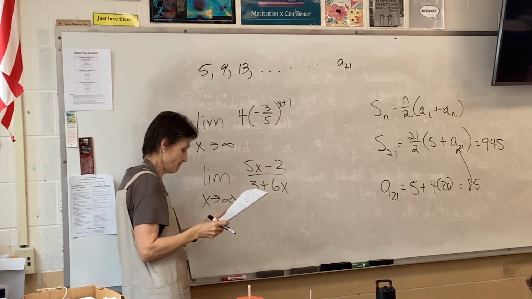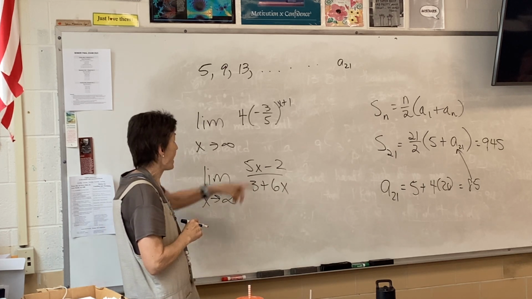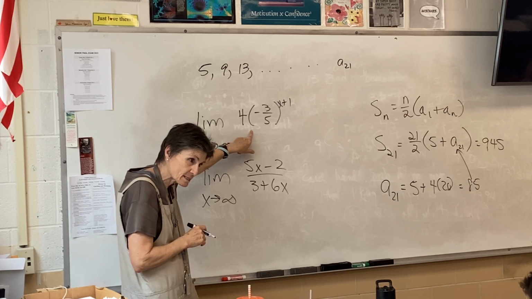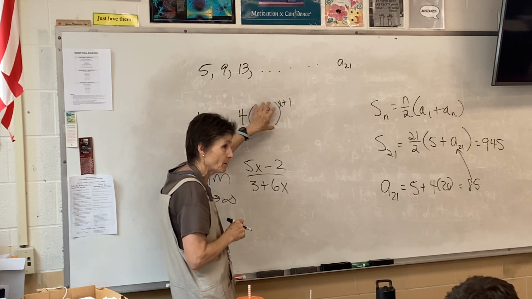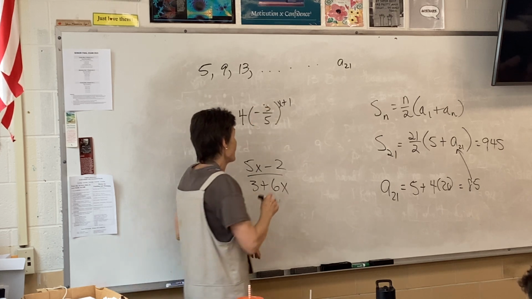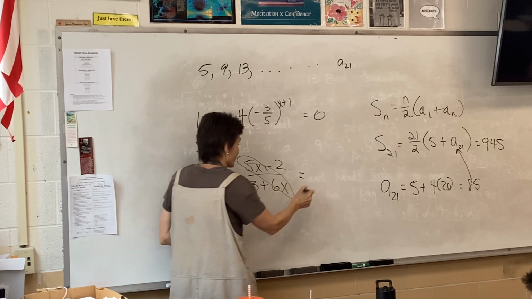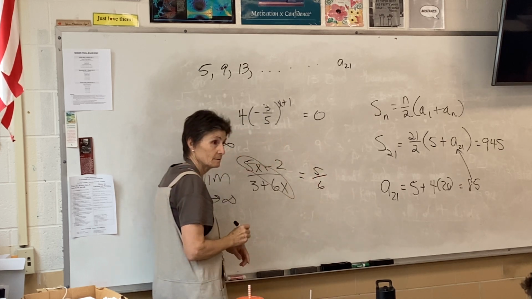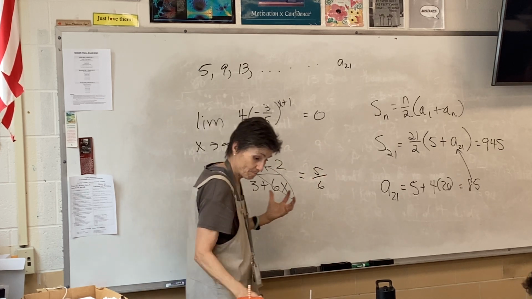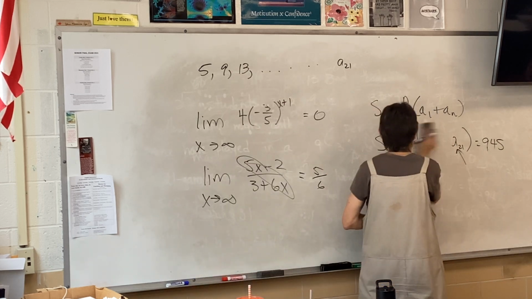Alright, there's a couple of them. That one is 0. Why is that one 0? That number is less than 1, right? So that is 0. And this one is 6. Right, we got that. Alright, how about this?